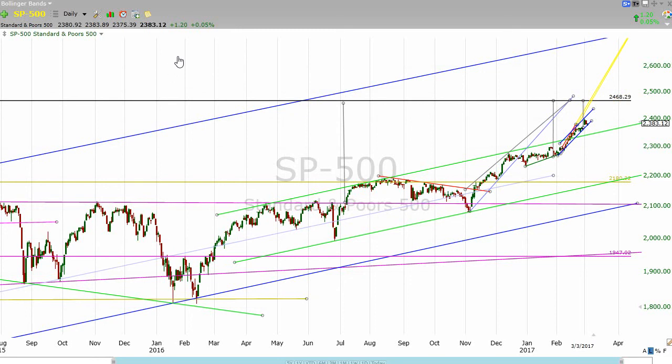Because remember, when was the bottom back in March 9th of 2009? What was going on when the market hit its absolute lowest point? Did someone come on the news in the afternoon on March 9th? Was that a Tuesday? I don't know if it was or not.